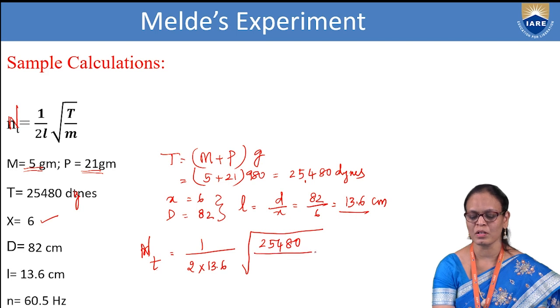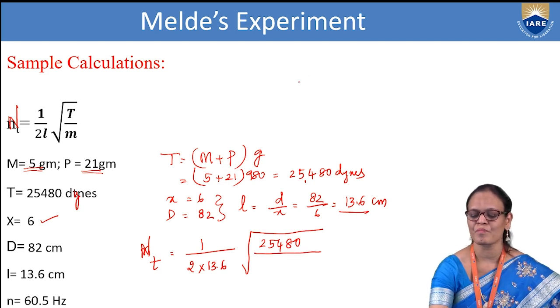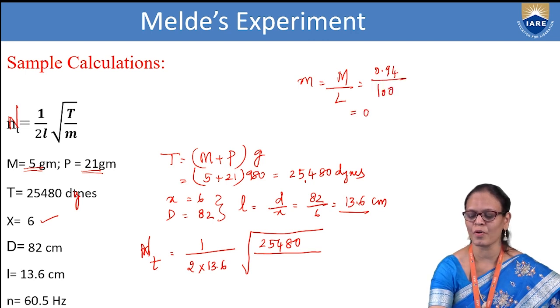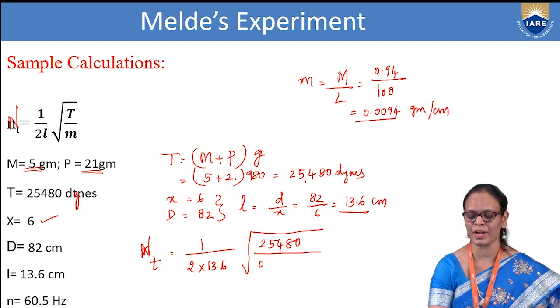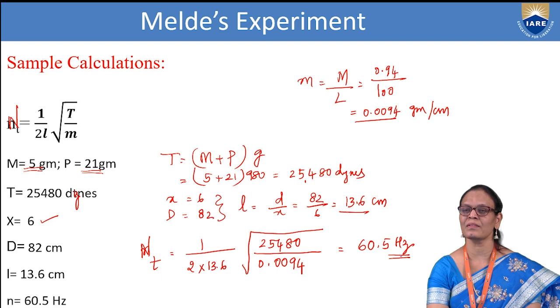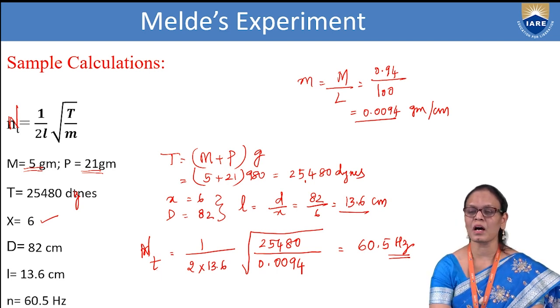25480 upon the mass per unit length we have calculated. So small m is equal to capital M upon L. Capital M is 0.94, the mass of the thread, upon length, which is 100. So we have got 0.0094. This is the linear density, or the mass per unit length, in grams per centimeter. So we will put this value here, 0.0094. So when you simplify, you get the value as 60.5 Hertz. Frequency is measured in per second, or the unit is Hertz. So this is how we do the calculation.